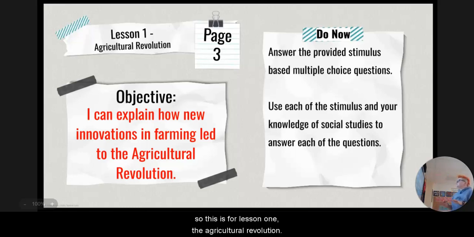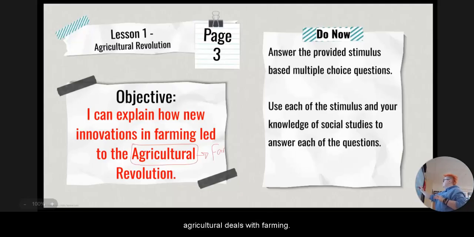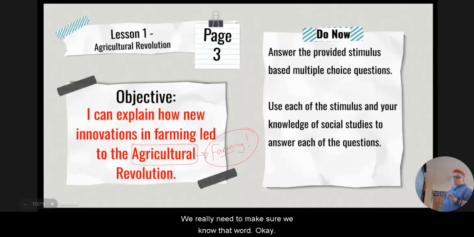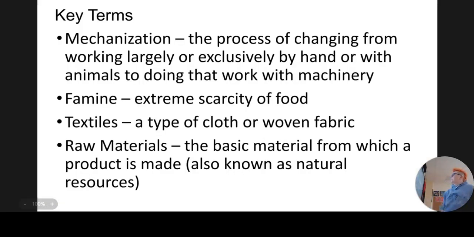All right, everybody. So this is for lesson 1, the agricultural revolution. So we're going to explain how new innovations in farming led to the agricultural revolution. It's really important that we remember that the word agricultural deals with farming. Okay, that should be one of our global 9 words. We really need to make sure we know that word, okay?